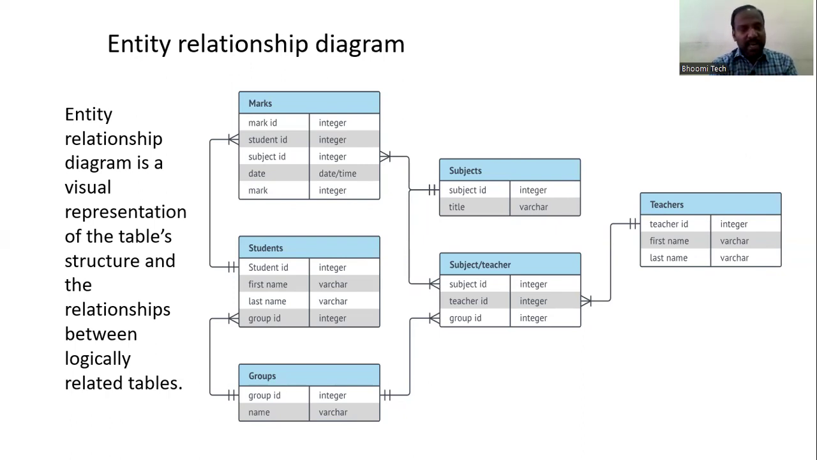So entity relationship diagrams help us to identify how many tables there are in the database, what relationships they have, which fields are there, and how these fields are defined. Like in the marks table, marks ID is integer, student ID is integer, and student name is character, and teacher's name is character in the teacher's table. So all of this we get to know from the entity relationship diagram. So let's move on.